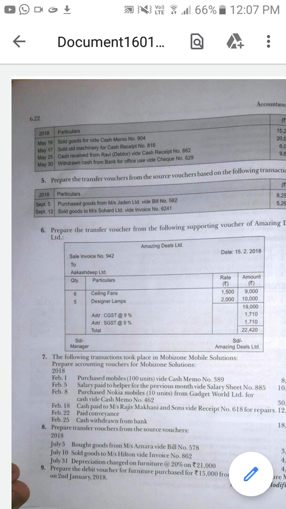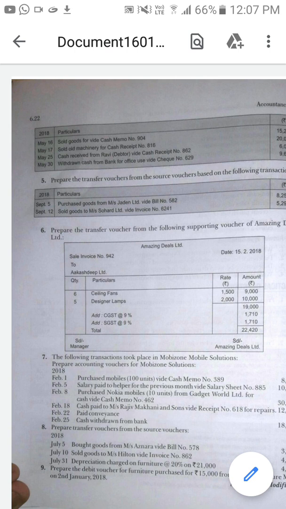Okay, so is it cash purchases, no? So what is the journal entry? Purchase account debit to cash account. So debit voucher, debit purchase account, and below that you have to write the description, that is mobiles purchased, cash memo number 389, put the total amount, put the accountant and manager signature.